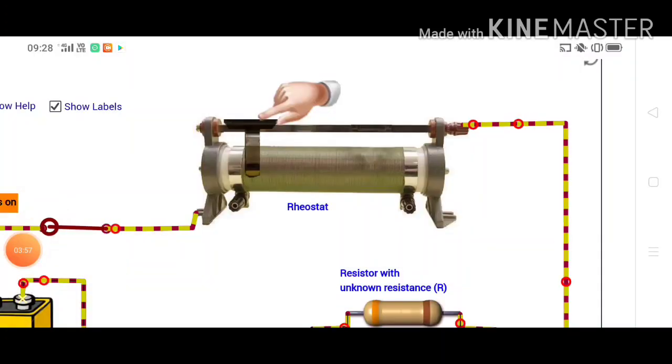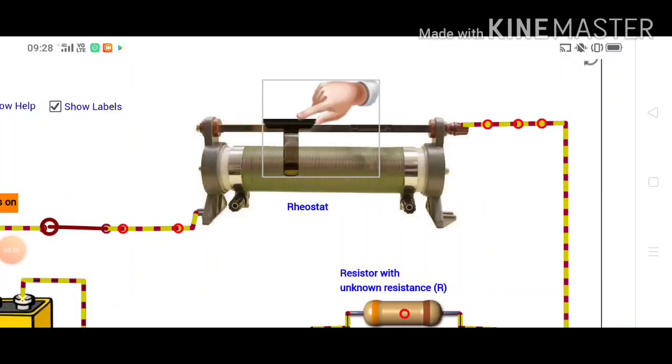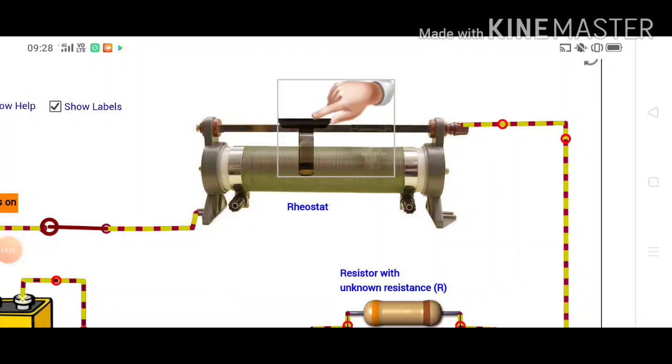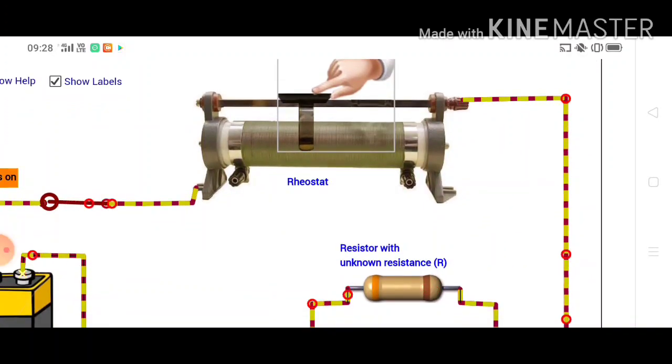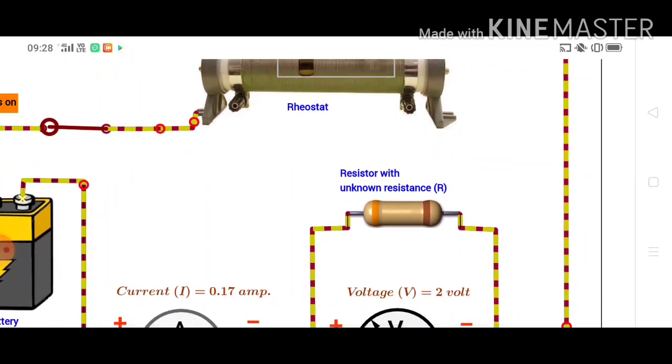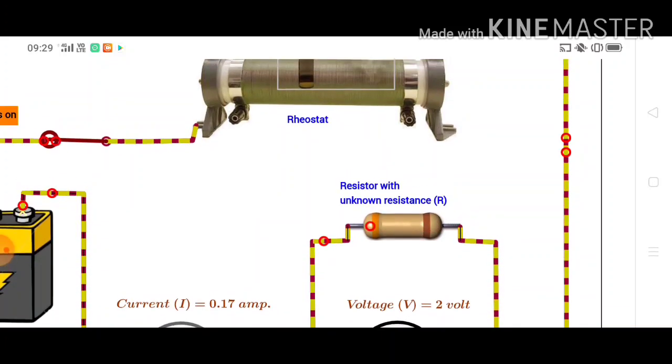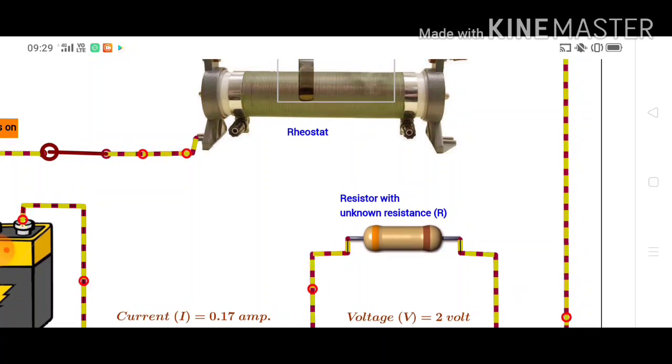Let us now change the position of the rheostat. Let us move the wiper a little bit towards the right. So this is going to increase the resistance. Increase in resistance has an inverse effect on current. Obviously the current will be reduced. As you can see, the current recorded in the ammeter is 0.17 ampere. Potential drop is 2 volt. This will be our second reading.